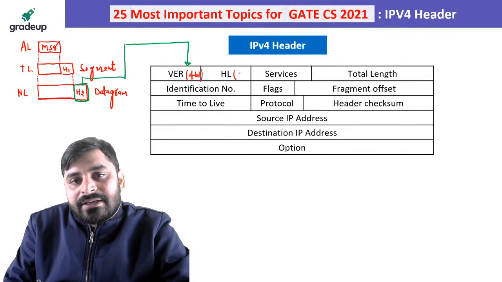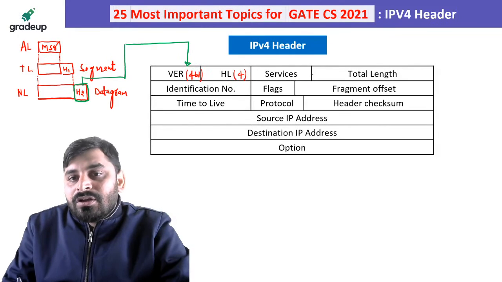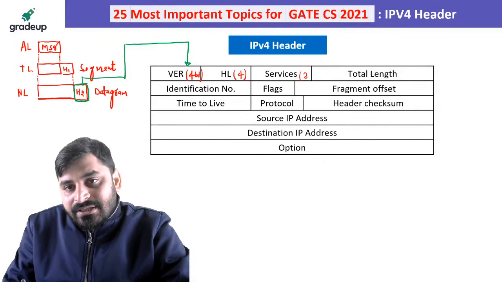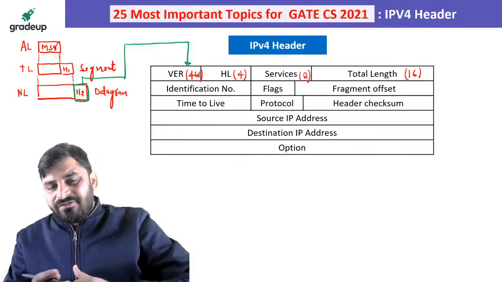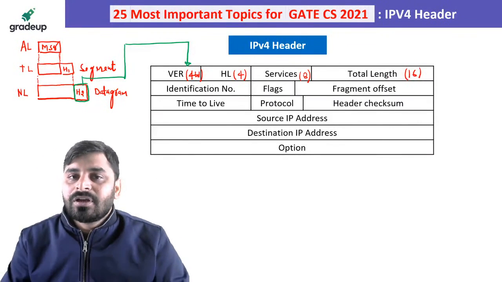Header length field is also 4 bit. Services, these are 8 bits, guys. And total length field, this is 16 bit. So I'm writing these are the fields. These are the many fields in the IPv4 header.